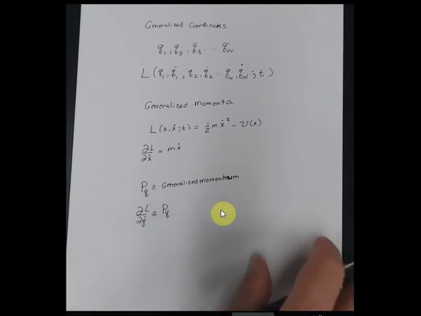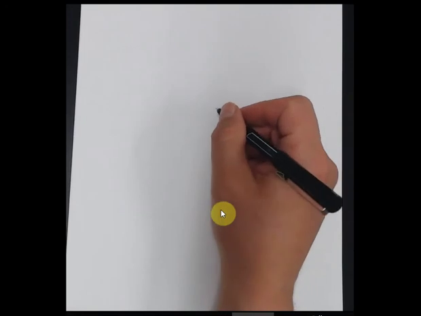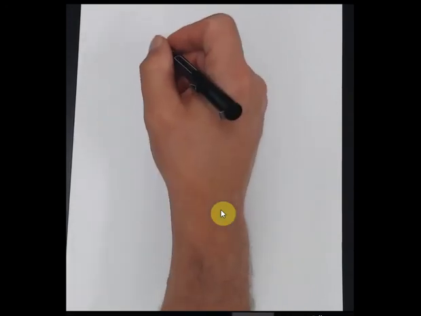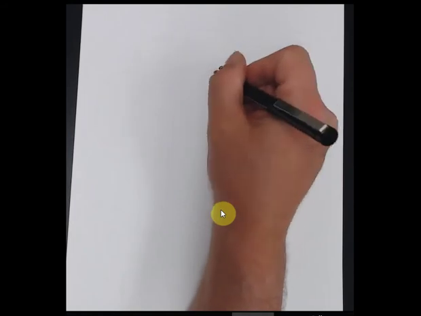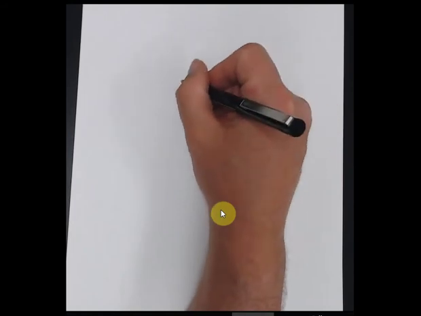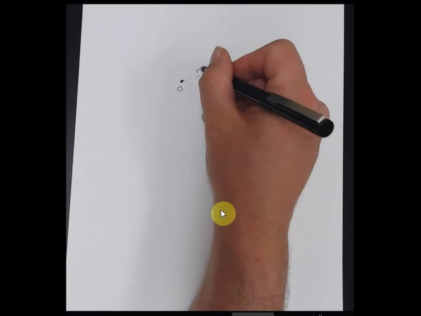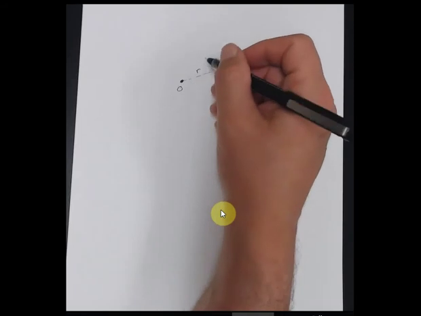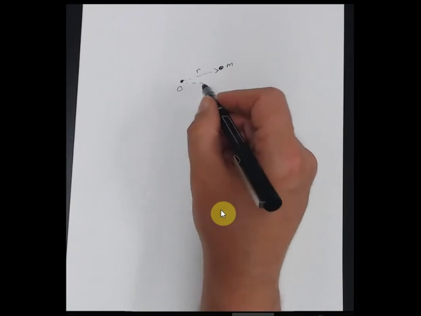Let's look at a quick example for that. Let's say we have a particle in a central field. It means it feels a force towards the center. Here's our particle, mass m. Here's the center, this is our origin. This distance, that vector, is r. Here's horizontal.